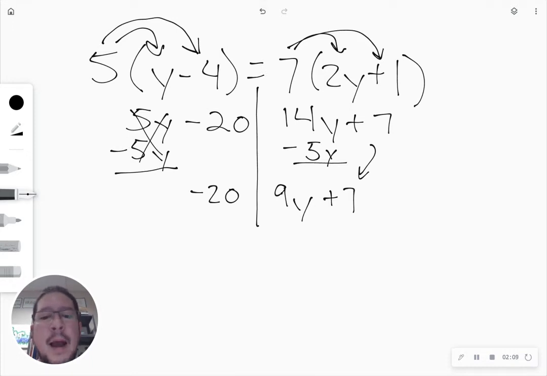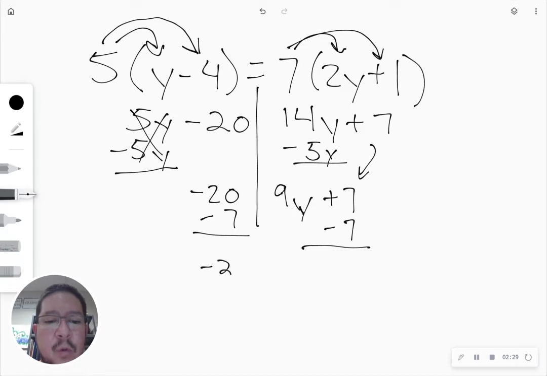Again, I have my variable over here on the right side. That means I need to get all my numbers over here on the left side. So I'm going to do the opposite of adding 7, which is subtract 7, and do the same thing over here. Now I have same signs, so I add the numbers and keep the sign. I end up with negative 27 on the left and 9y on the right. Guys, this is just a one-step equation now. What's happening with the y and the 9? It's being multiplied. The opposite of multiplication is division. I divide both sides by 9, and I get y equals negative 3.